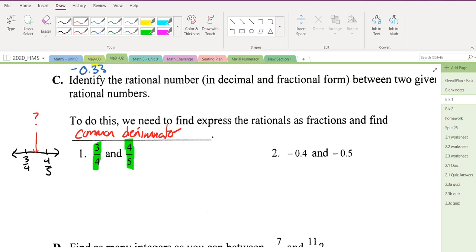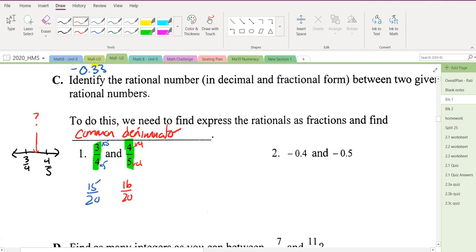Braden? 20. Okay. So for the one on the left, 4 times 5 is 20, so we have to multiply the top and bottom by 5. So 3 times 5 is 15. And for the one on the right, 5 times 4 is 20, so we multiply the top and bottom by 4, so 16.